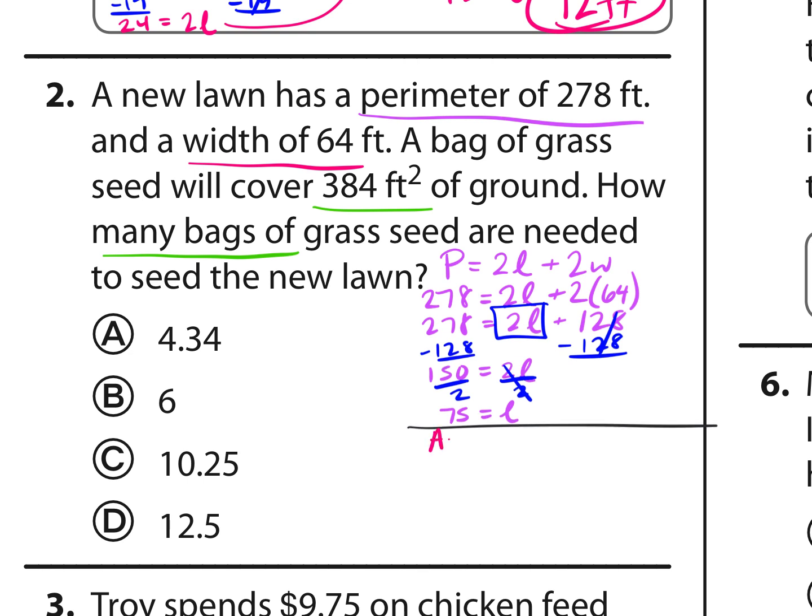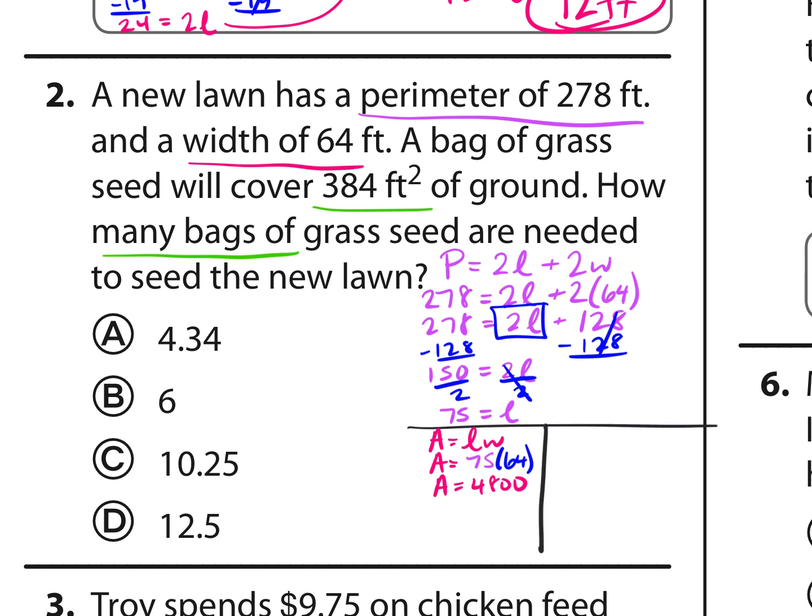The area of a rectangle is length times width, and we know that the length is 75. I should have plugged this in. Oh, sorry. We know the length is 75. We know that the width was 64. And so the area is 75 times 64, which is 4,800. Okay, so we have now got the area.